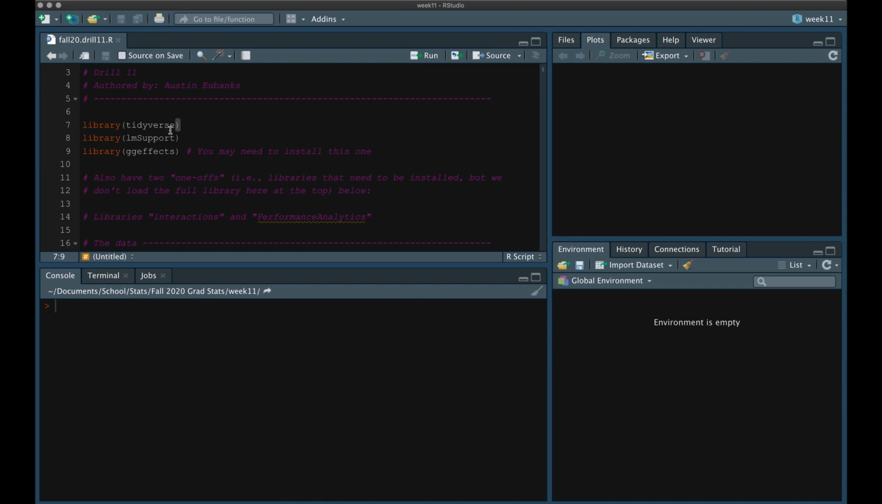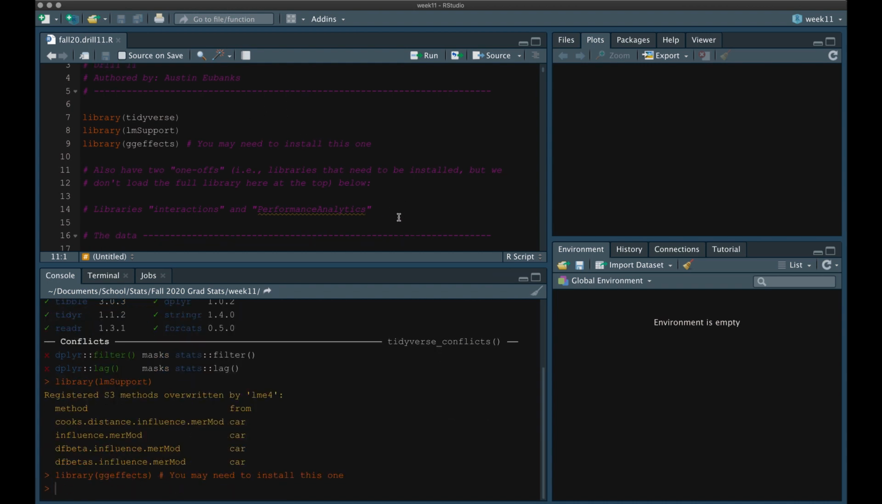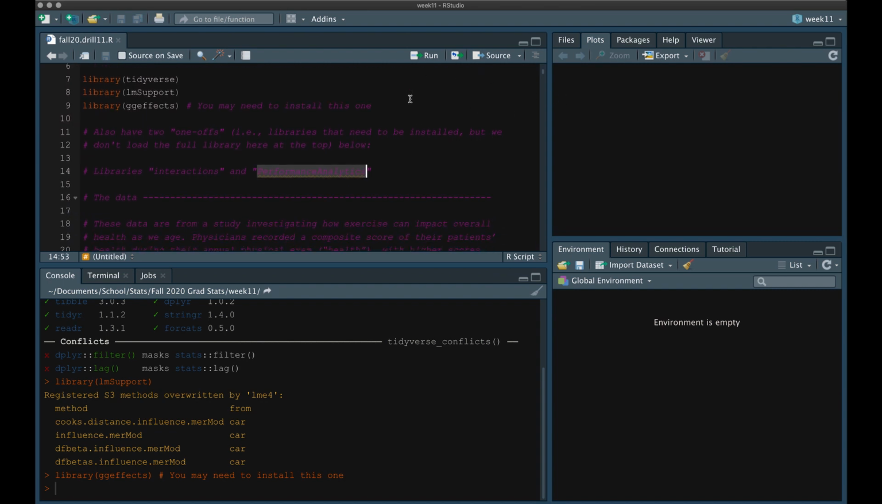We'll load the Tidyverse, LM support, and GG effects libraries. There's also a couple of the one-off libraries, which, just as a reminder, is when I use the library and the function, because I don't want to load the whole library since we only use one function from it one time. But you'll need to install the GG effects package this week, as well as the libraries interactions and performance analytics, if you want to be able to go completely through this script.